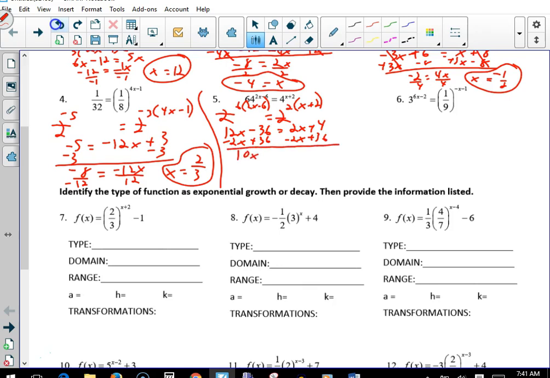Here I get 10x. 36 is canceled. 2x is canceled, and I get 40. If I divide by 10, x is equal to 4.